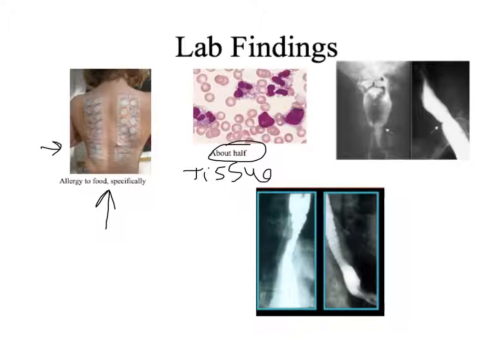Now, if you do a barium esophagram, you're going to see something that looks like this, and a lot of times this is going to be confused with something called a Schatzki's ring.